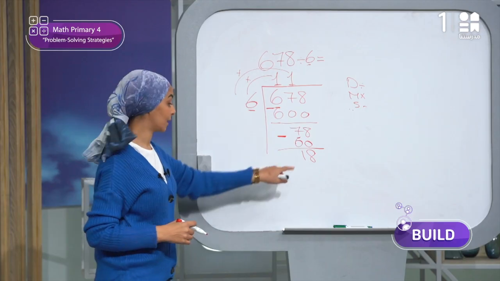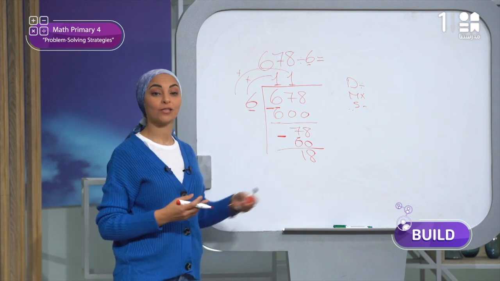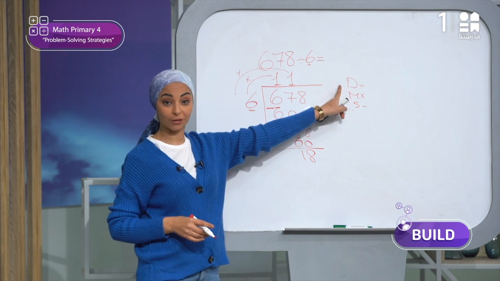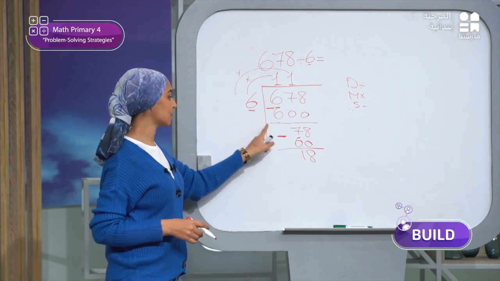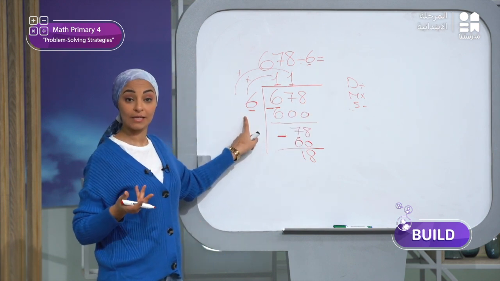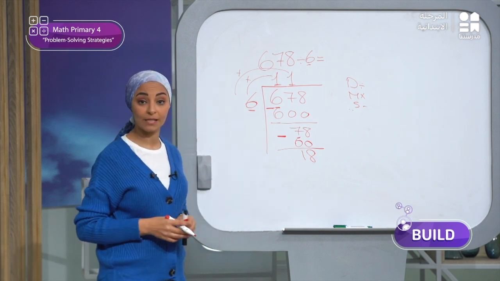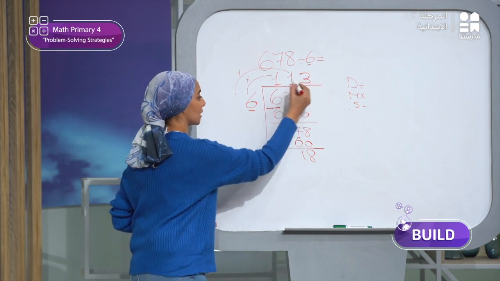Okay, again, here I have 18. So I'll repeat all the steps once more, starting from the division. Who can tell me 18 divided by 6 equals what? Yes, of course, I know that 3 times 6 gives me 18. So I will write 3 here.